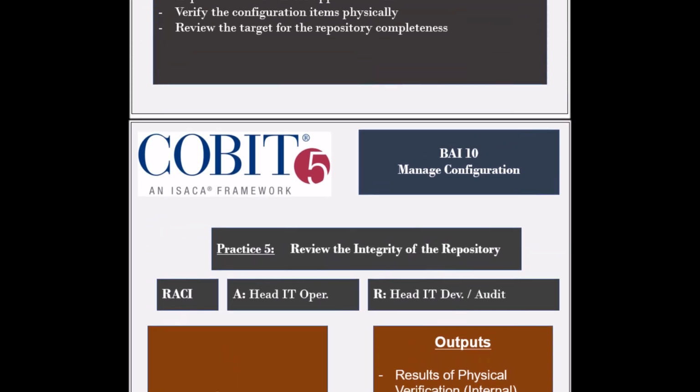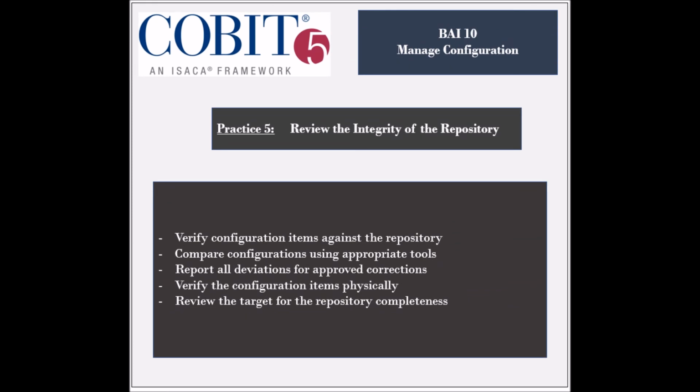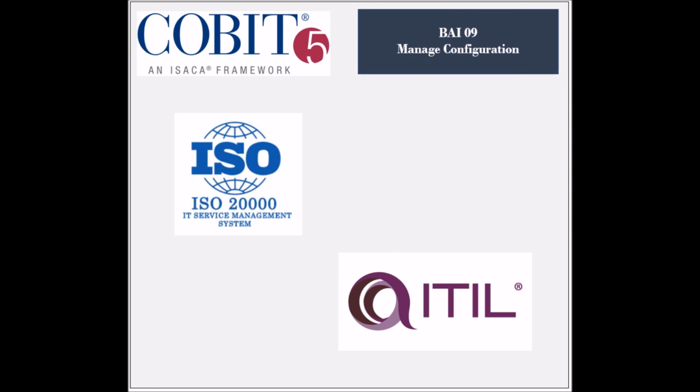The activities involved in this practice include periodically verifying the configuration items against the configuration repository. Automated discovery tools could be utilized to facilitate the checks. All deviations from the approved changes should be reported and reviewed. The physical configuration items should be physically verified that they still exist. The completeness of the configuration repository and its accuracy should be periodically compared to the set targets, and actions should be taken if needed. Other sources that provide further insights into this process include the ISO 20000 standard, and the ITIL framework.